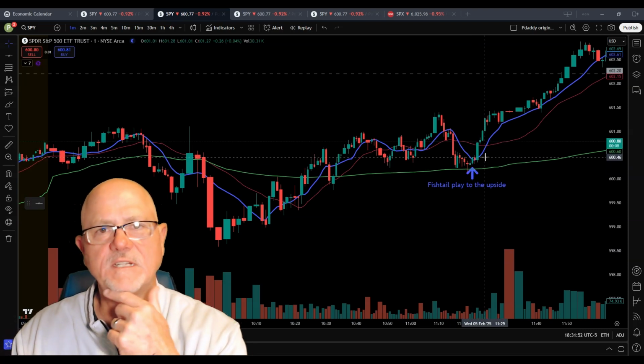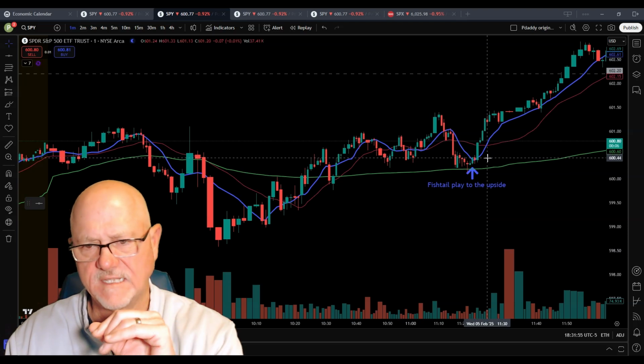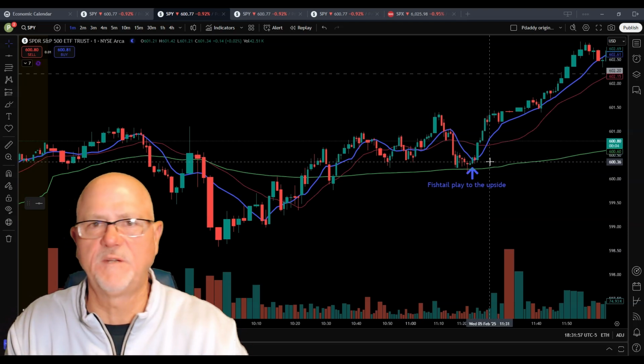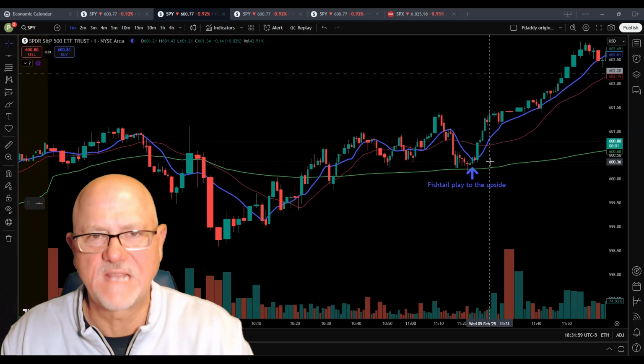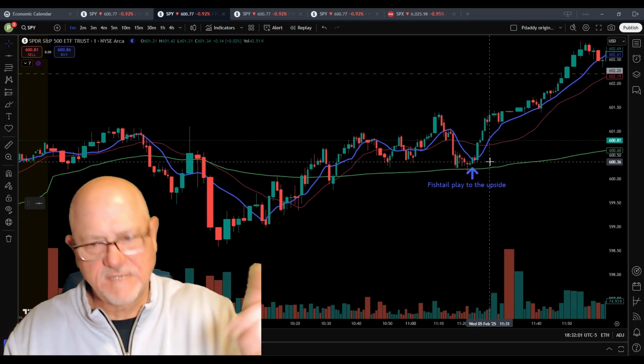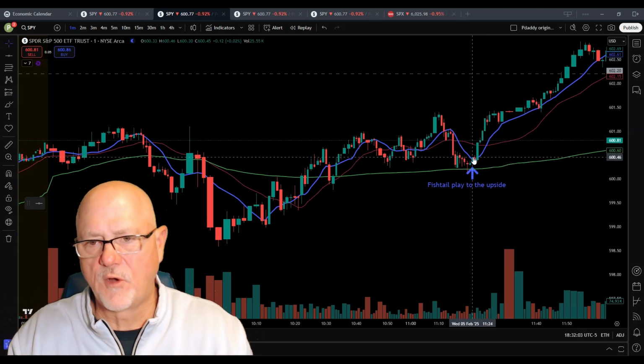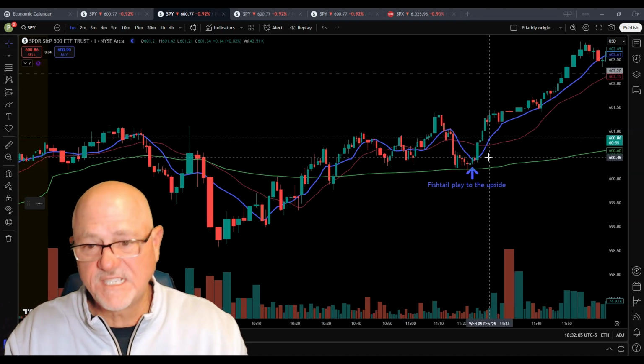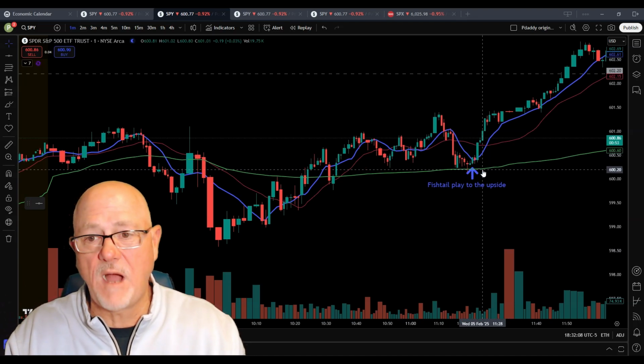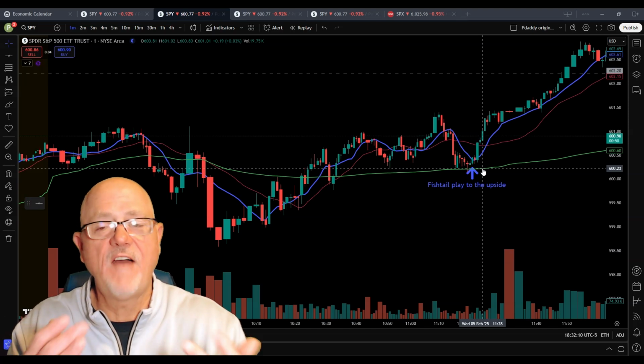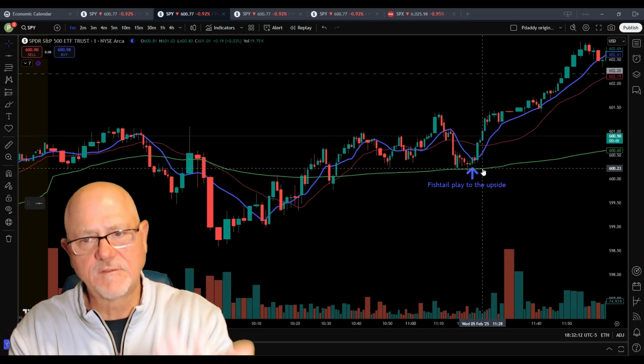So here's the benefit to using the fishtail. I really, really like this. It gives us multiple levels of support. That's why we use the fishtail, folks. We have support right here on the 9. And if we breach the 9, we still got this support down here on VWAP. So again, you have multiple levels of support.